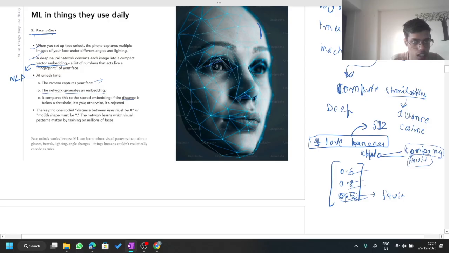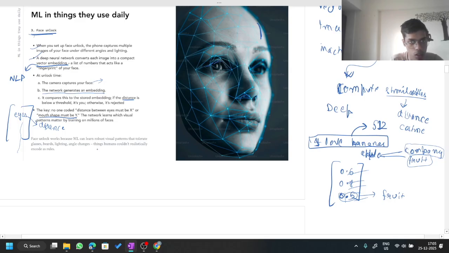And again, here you can see that the key is no one coded that the distance between eyes must be X or mouth shape must be Y, something like that. One of the features of our embedding model might represent eye distance, some might represent the mouth shape, and similarly there will be such features in that vector embedding. I hope you are able to understand how embedding tries to capture our real life data of text and images into something which the machine can understand and compute on to find the relevant results.